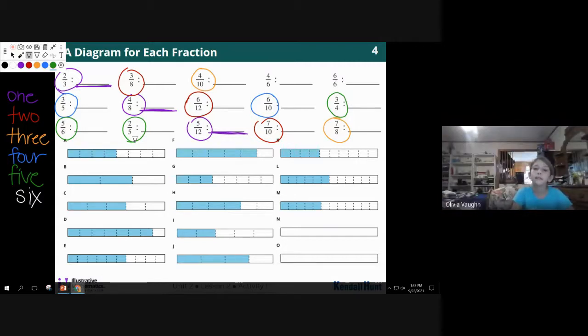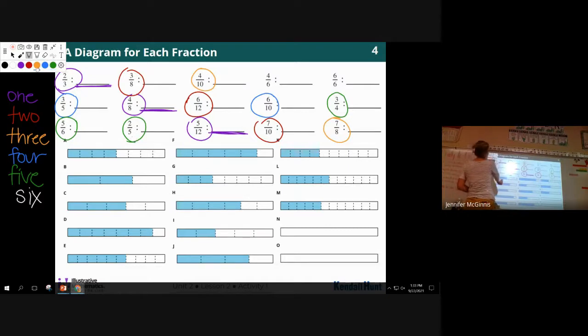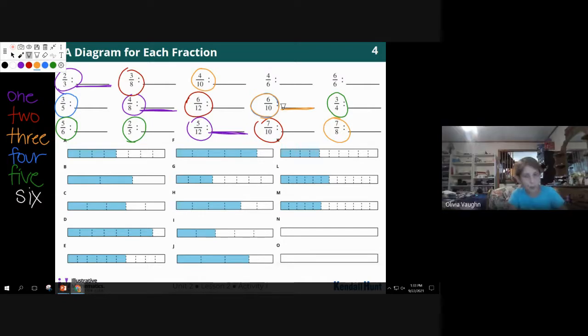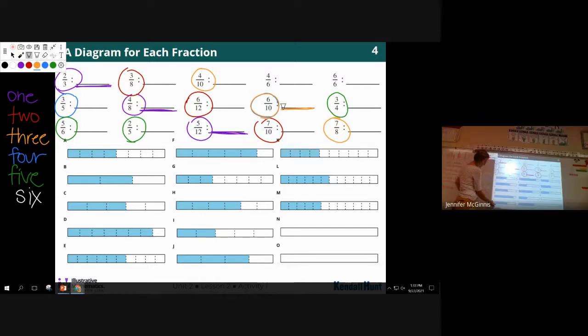6/10, she says. What letter goes on this line, Olivia? That would be E, because 1, 2, 3, 4, 5, 6, 7, 8, 9, 10 total pieces. And how many are shaded? 1, 2, 3, 4, 5, 6. Is she right, everyone? Yes, she is. Good job, Olivia. Gage Carter, which one do you want to steal?